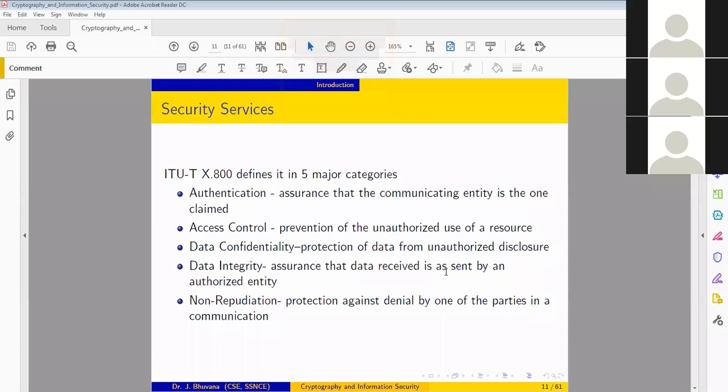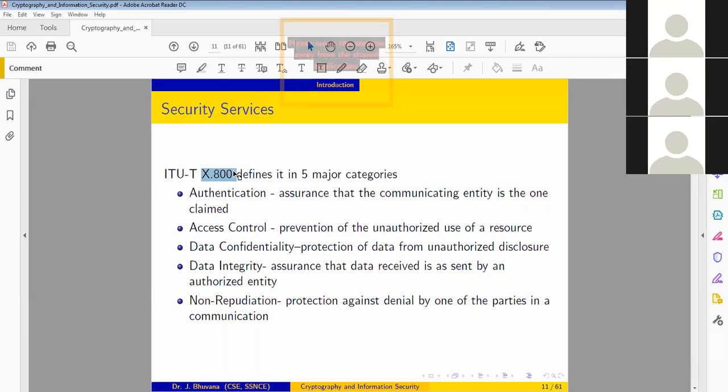So there are five different services available in that manner, which are generalized and defined by the ITU-T standard. Each and every standard comes with a number that uniquely identifies it. This is the standard that defines the security procedures during the communication: X.800. So it defines five different services. Let us understand them one after another: authentication, access control, data confidentiality, data integrity, and non-repudiation.